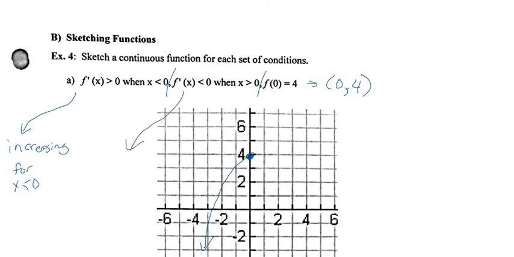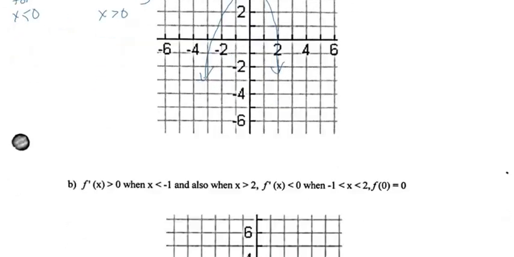And the second part of this says the derivative is less than 0. So it means that in that case, we're going to be decreasing. We decrease over the region x greater than 0. So everything to the right of that point is going to be decreasing. Something like this. As it turns out, the information that we have here represents a parabola. That's all you need to do there.